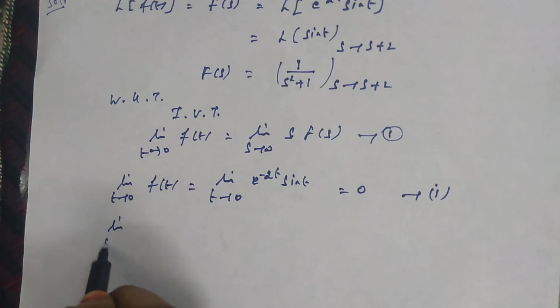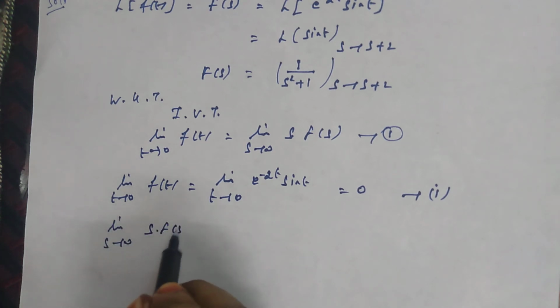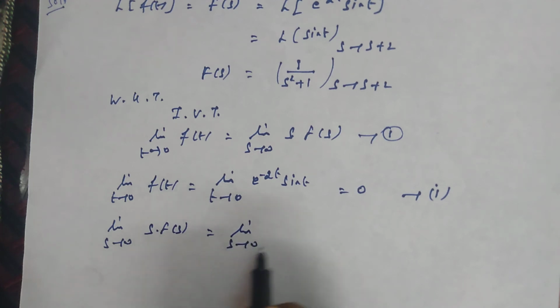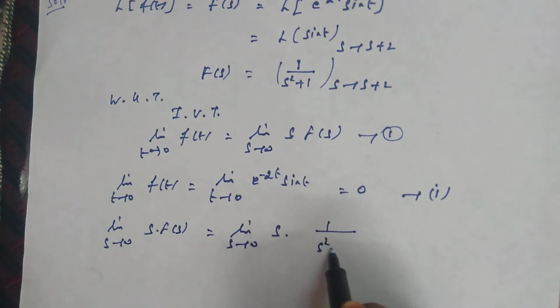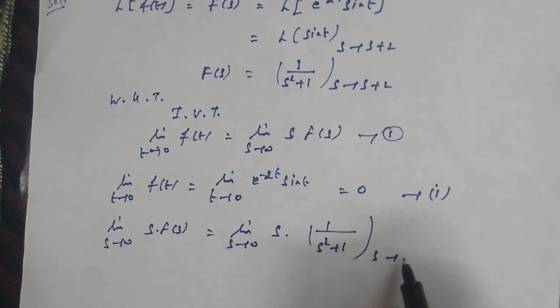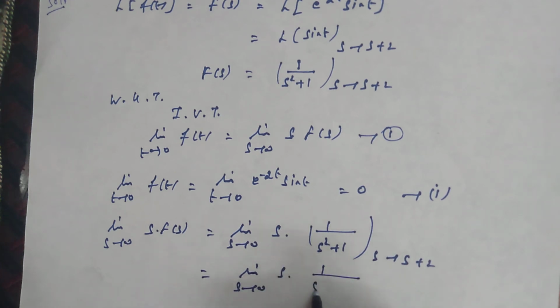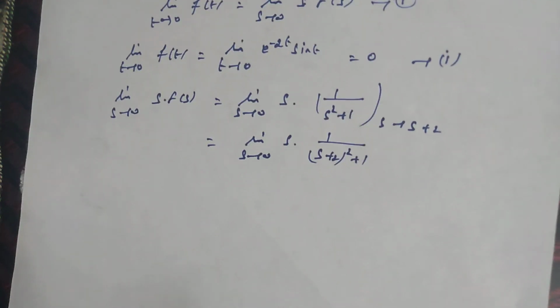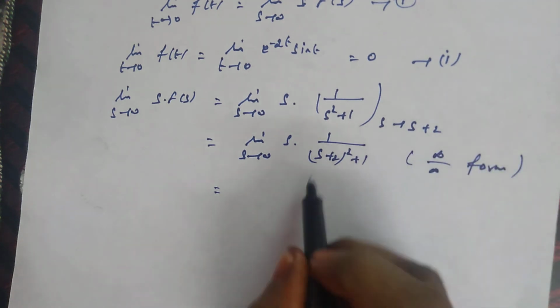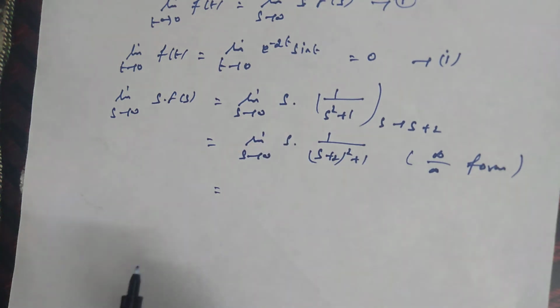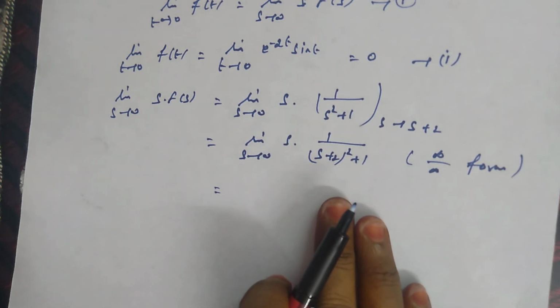Now for the right hand side, limit s tends to infinity, s into f of s. What is our f of s? F of s is 1 by s square plus 1, where s goes to s plus 2. So limit s tends to infinity, s into 1 by s plus 2 the whole square plus 1. Now we allow the limit s tends to infinity. This becomes infinity by infinity form. So again we are going to apply L'Hospital's rule.